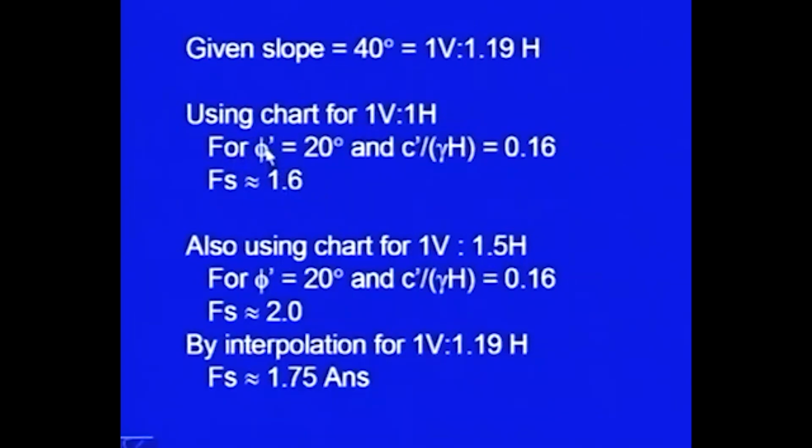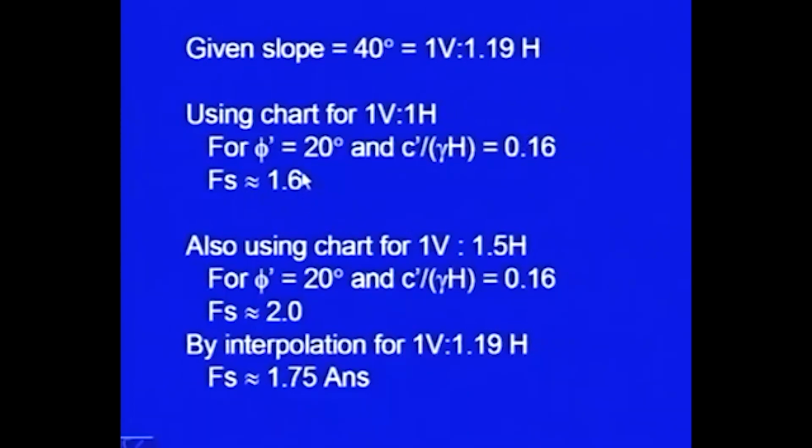So, phi equal to 20 degree. You take this on x axis, and on y axis c dash upon gamma h was 0.16, and use this curve. We have already shown these different charts. Use this chart, you will be getting factor of safety around 1.6. You have to take the intersection of phi equal to 20 and c dash upon gamma h equal to 0.16.